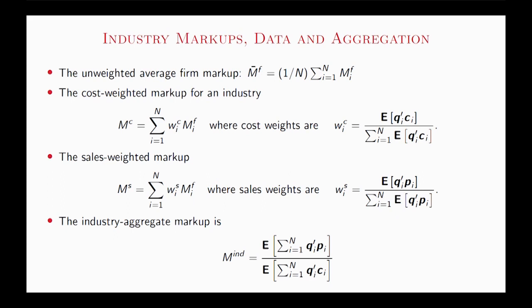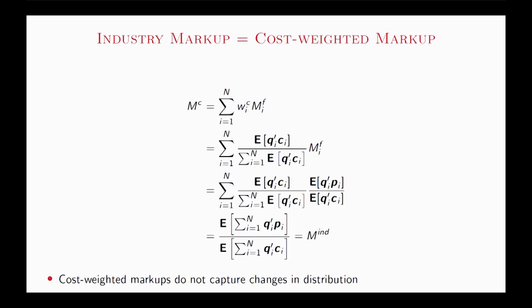And then finally, the industry aggregate markup is given by basically the average. I'm just summing sales in the industry over cost in the industry. By the way, I don't want you to stare too much at this, but in this setup, the industry markup is exactly the same as the cost-weighted markup. It's just a mathematical property of these.